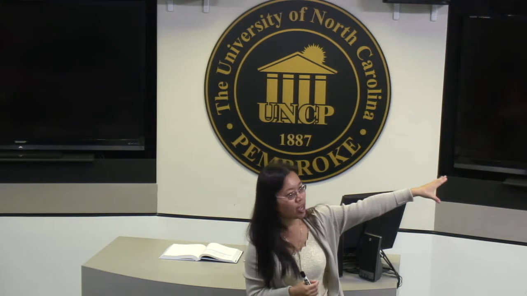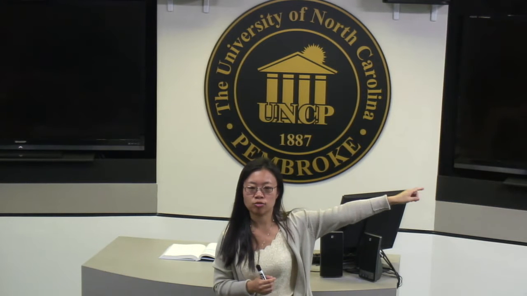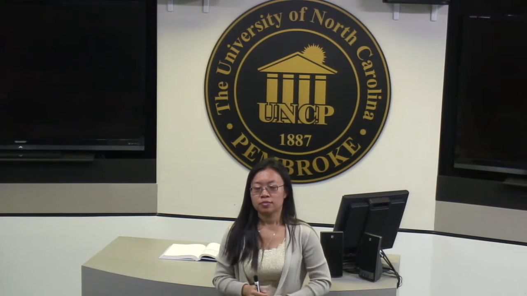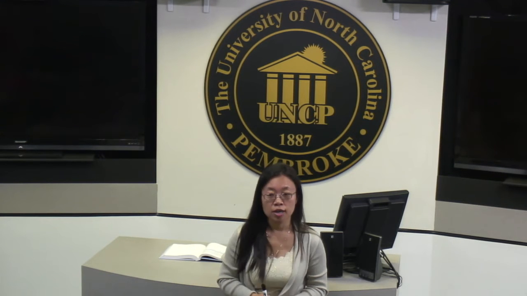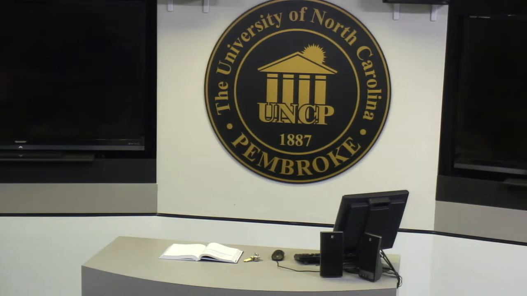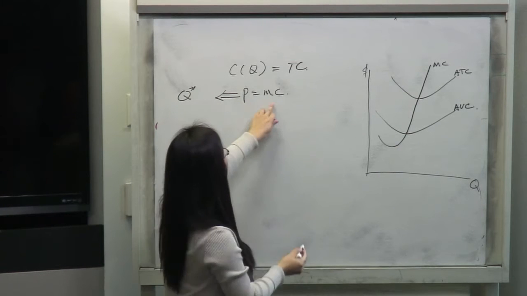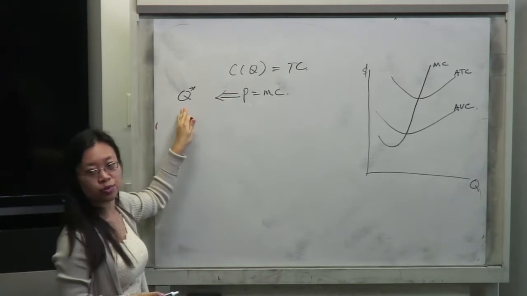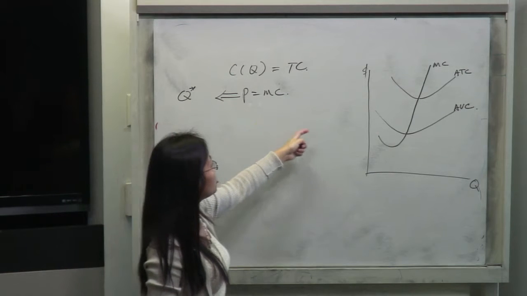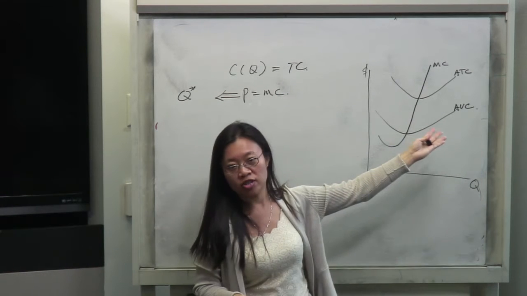So what is the mathematical formula I introduced last class to derive Q star? Price equal to marginal cost, right? Because the price is your marginal benefit of selling one more unit. Marginal cost is your marginal cost of selling one more unit. So the marginal cost must equal the marginal benefit. That's what we learned: P equal to MC. And we use this condition to find the Q star, right?